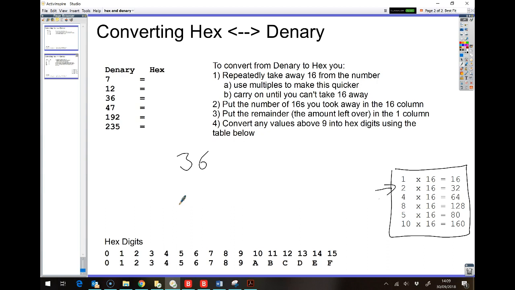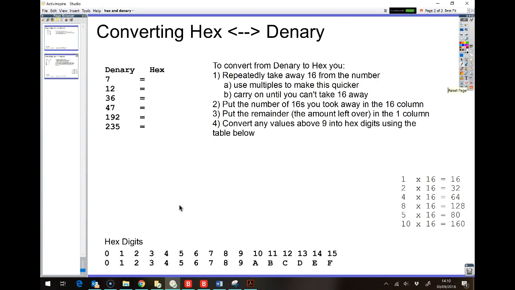Now I can see that the maximum value here I can take away is 32. So that is 2 times 16, so I'm going to take that away. And that will leave me with 4. I took away 2 lots of 16, so 2 goes in the 16 column and 4 goes in the 1 column, and that's it.